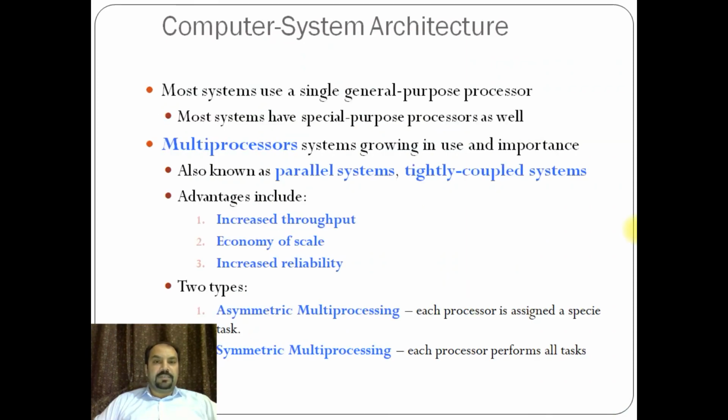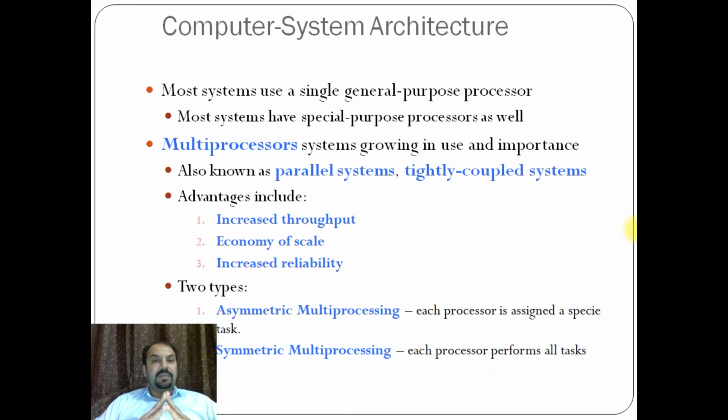Computer system architecture. Before we discuss the other details of the operating system, we should learn something about computer system architecture. A computer system can be organized in many ways. We'll discuss the number of processors used in a system. First of all, we'll discuss single processor systems. Single processor systems are those systems that use just one single general purpose processor, and sometimes some sort of special purpose processor.